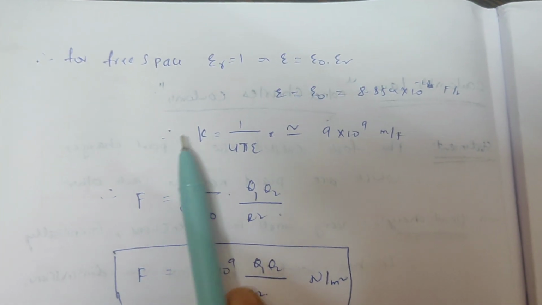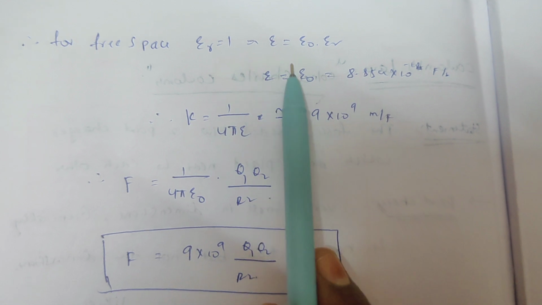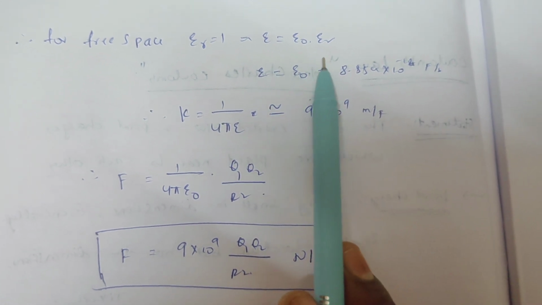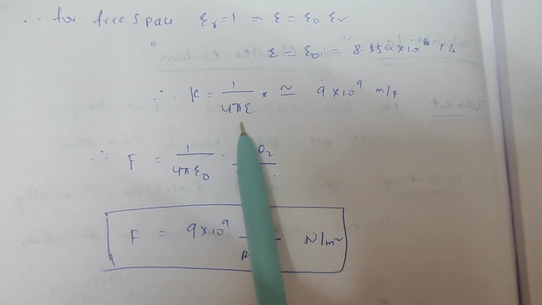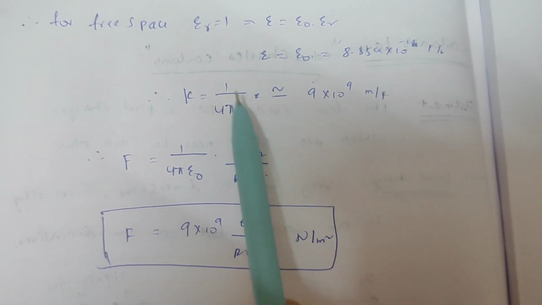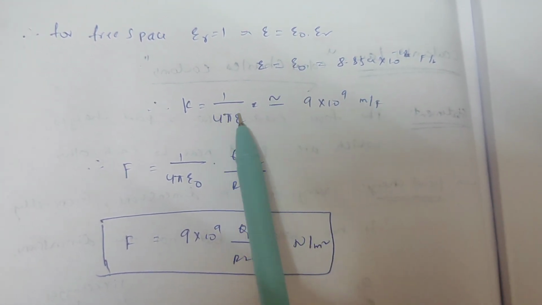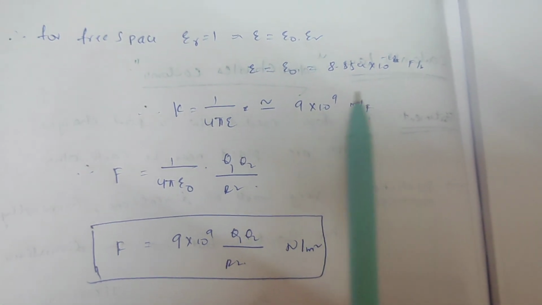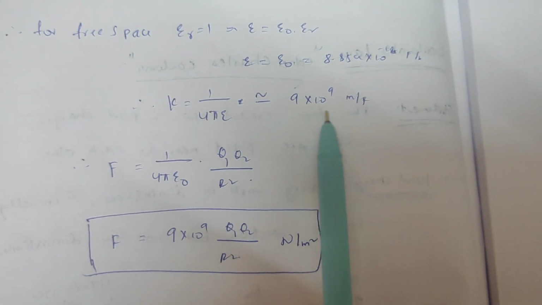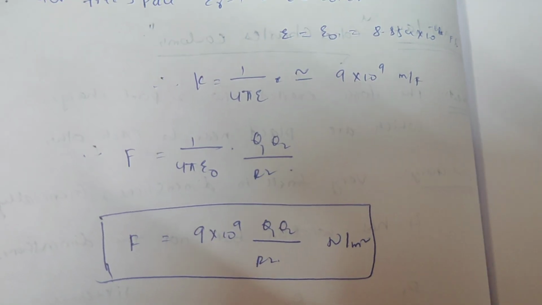For free space, the relative permittivity epsilon r is equal to 1, so epsilon becomes epsilon naught. Substitute that value here: K is equal to 1 by 4 pi epsilon naught into epsilon r, but epsilon r is equal to 1, so epsilon becomes simply epsilon naught. Upon simplifying, 1 by 4 pi into 8.854 into 10 power minus 12, we get a value of 9 into 10 power 9 meters per farad.